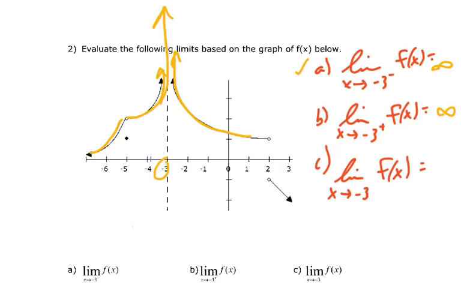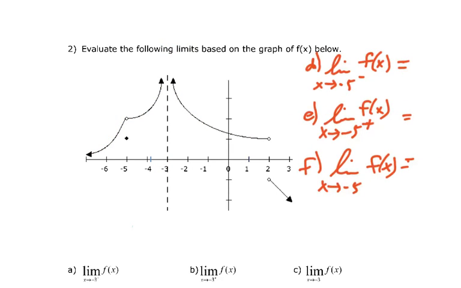And because the left-hand limit and the right-hand limit are the same value, that means that my overall limit is also positive infinity. Okay, so if both the left side and the right side are approaching the same thing up here, that means that my overall function is going to be positive infinity. Okay, let's move on to the next one.